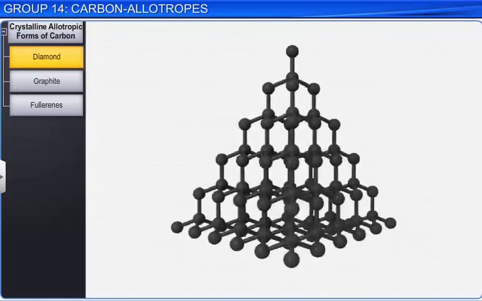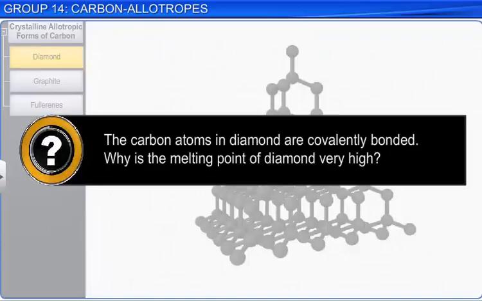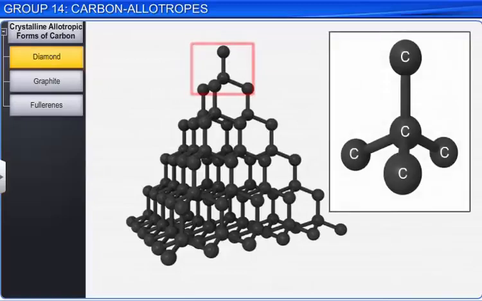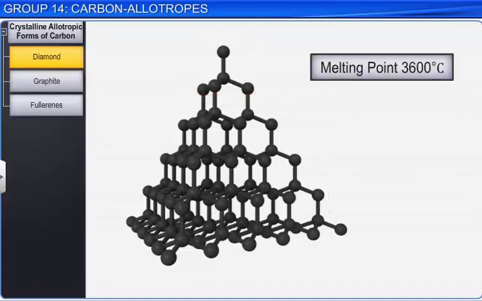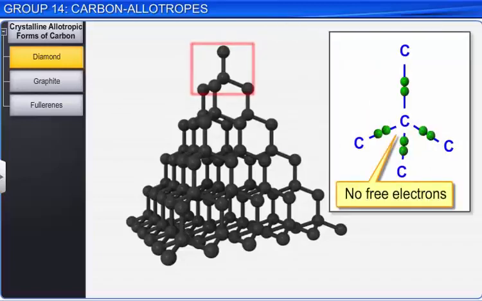Try to answer this question yourself before proceeding. The carbon atoms in diamond are covalently bonded. Why is the melting point of diamond very high? Recall that each carbon in diamond is attached to four other carbon atoms surrounding it. It is very difficult to break up this covalent network as it is very rigid, and hence diamond melts at an extremely high temperature. Since there are no free electrons in a diamond crystal, it is a bad conductor of electricity.